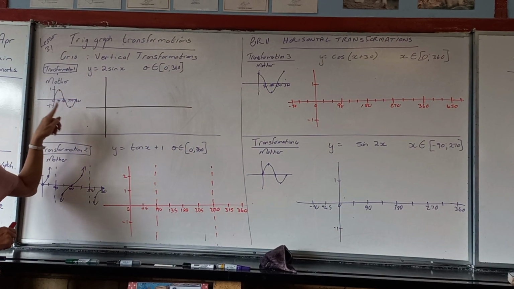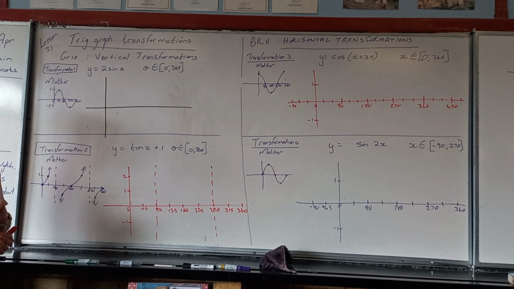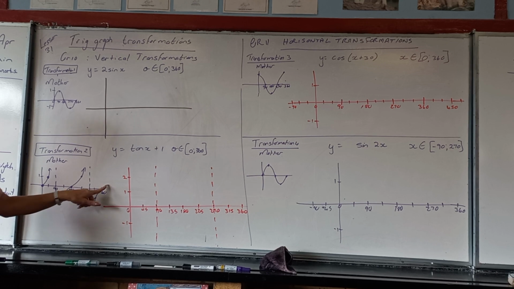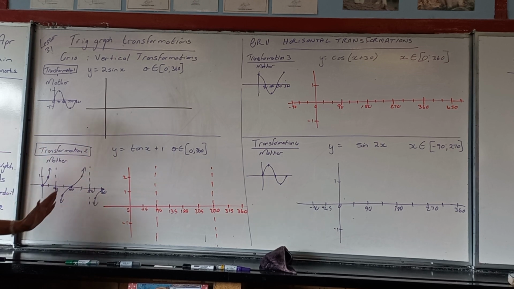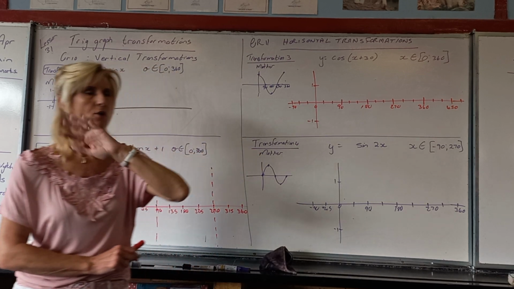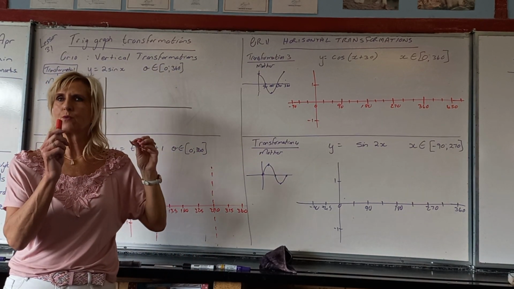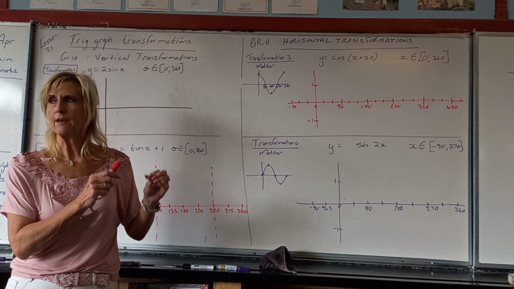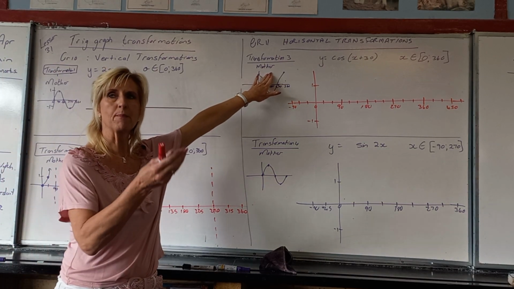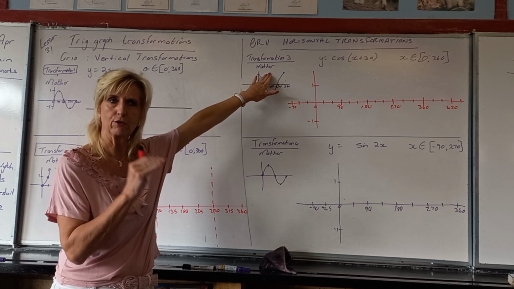In the sine graph, 1, 2, 3, 4, 5 points. In the tan graph, 1, 2, 3, 4, 5, 6, 7 points and 2 asymptotes. In the cos graph, 1, 2, 3, 4, 5 points. There are different techniques, but this is the one that doesn't fail. If you always go back to your mother graphs and then just apply the transformation, you cannot go wrong.